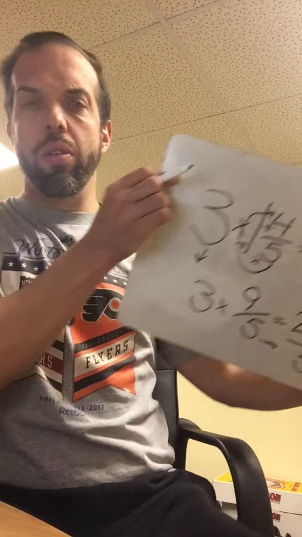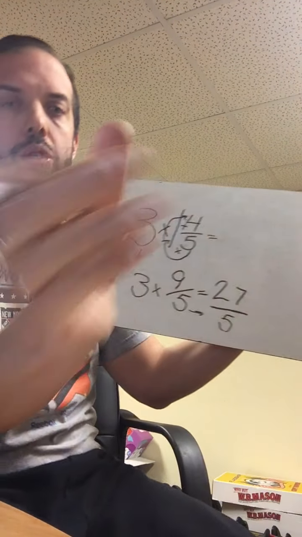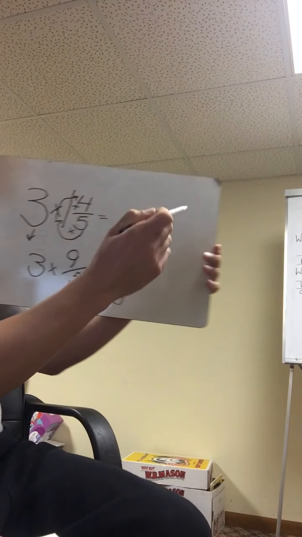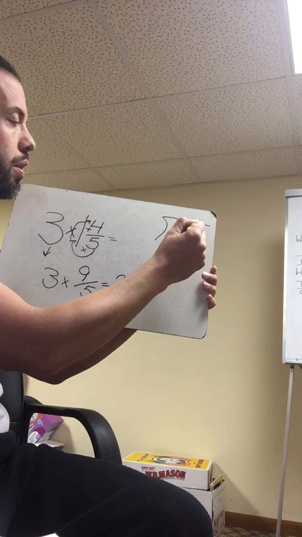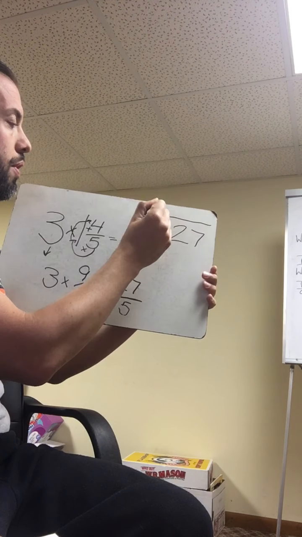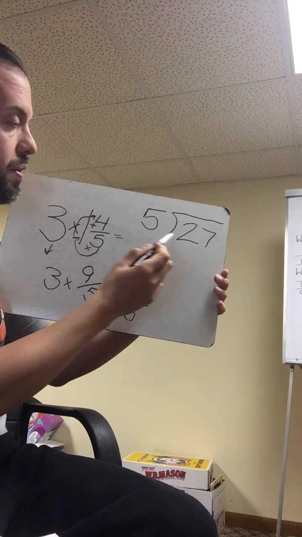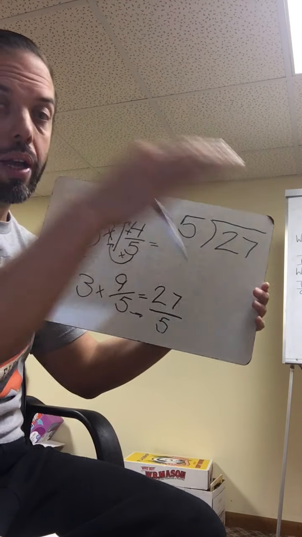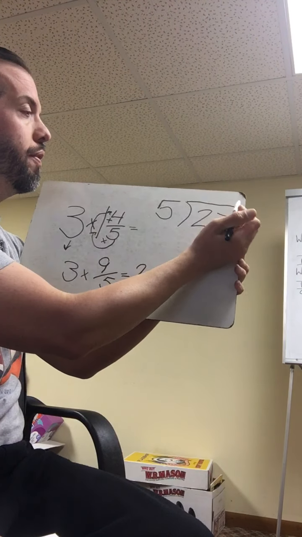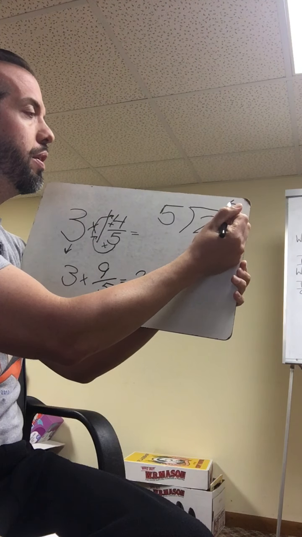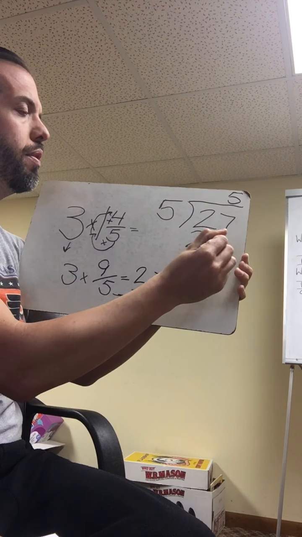Okay? So how do we do that? Again, this line means to divide. All right? Let me make sure you can see what I'm doing. All right, so I'm going to divide 27 divided by 5. So how many 5s fit inside of 27 without going over? You got to know your 5s. 5 goes into 27 5 times. 5 times 5 is 25.